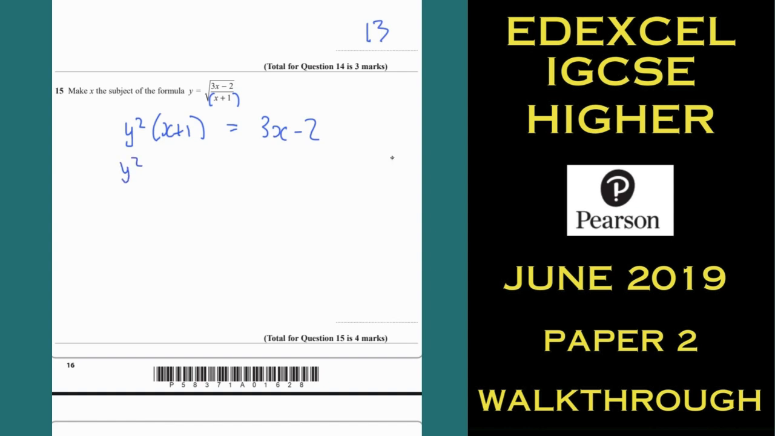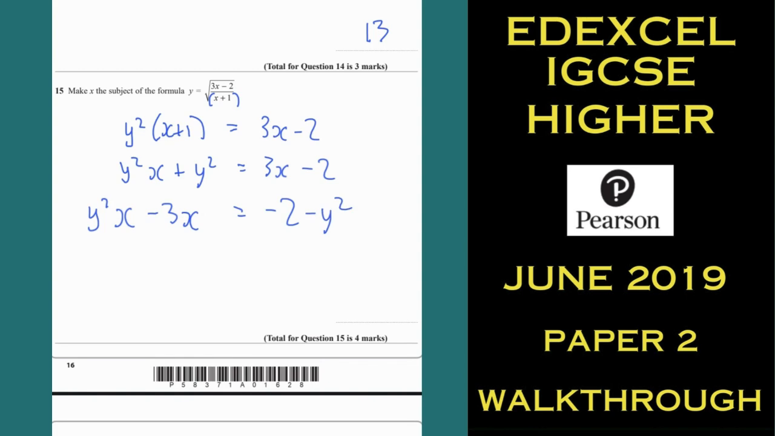Let's expand these brackets because they're getting in the way. And now we isolate the x's. You can either get the x's on the left or the right. It doesn't matter. It just means that your answer might have a load of negatives where the mark scheme says positives and vice versa. But trust me, it doesn't matter. I always go with moving the least complicated term. So I'm going to subtract 3x from both sides while subtracting y squared from both sides.